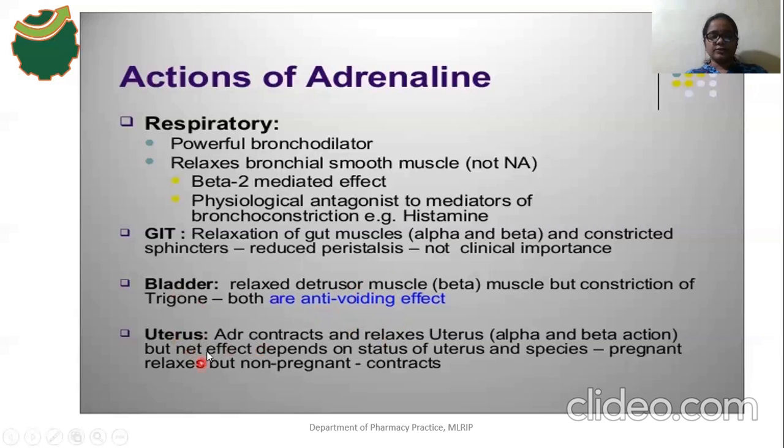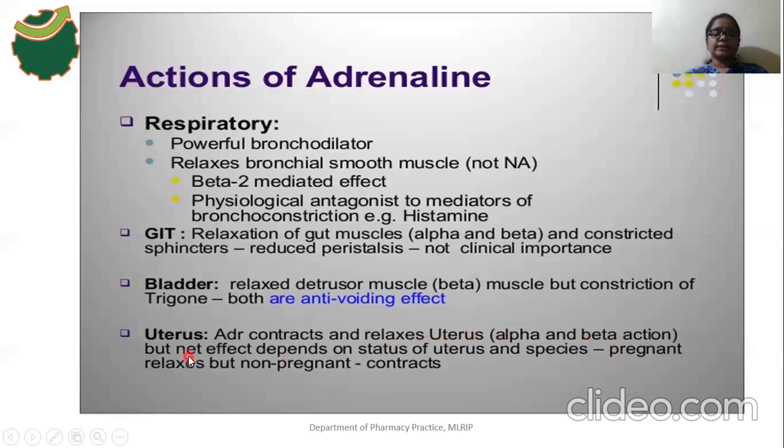Okay, and the effect on the uterus. Adrenaline both contracts and relaxes the uterus because of alpha action and beta action. What is the alpha 1 and alpha 2 action? Smooth muscle contraction. And the beta action on smooth muscle is a relaxant effect. So adrenaline contracts the uterus due to alpha receptor stimulation, and relaxes the uterus due to activation of beta receptors.